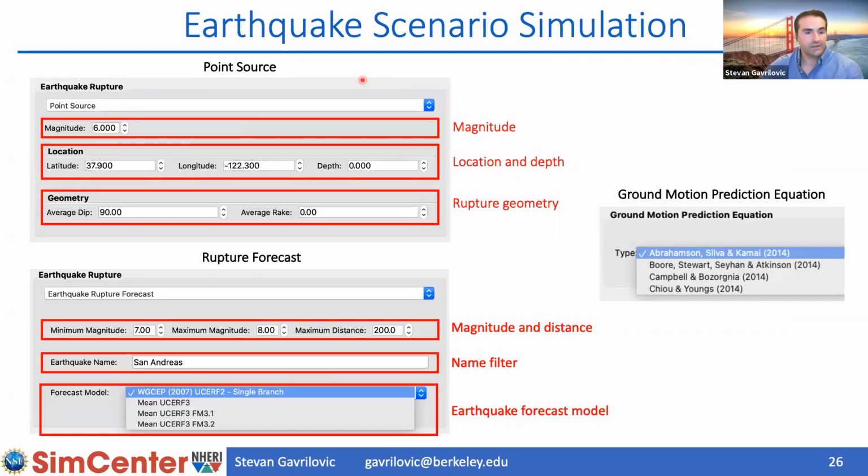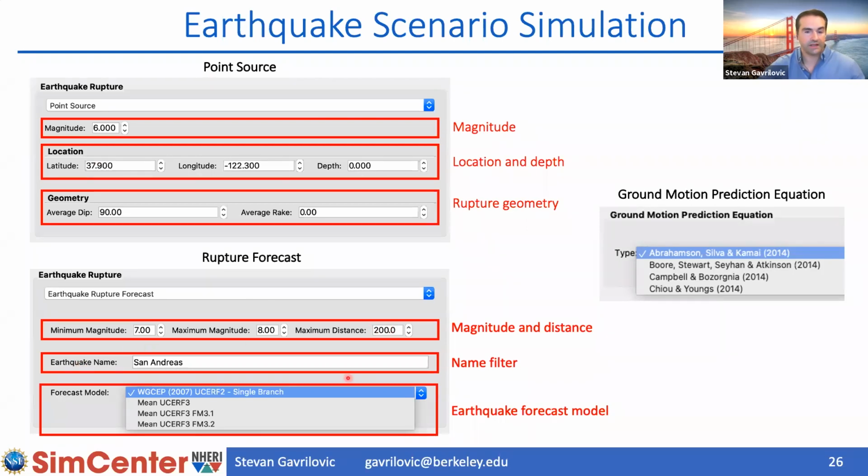So in the earthquake definition panel, you could select either a point source for your rupture, or a rupture forecast. In the point source panel, the users are expected to define the earthquake magnitude, the location where you want the rupture to occur, and the depth of the rupture. For the rupture forecast, you want to have magnitude bounds, the minimum magnitude and the maximum magnitude, and the maximum distance, so how far away do you want to consider faults.